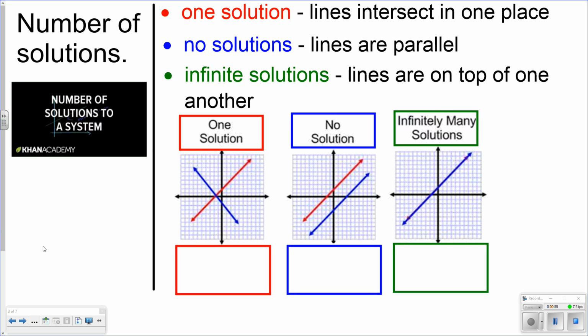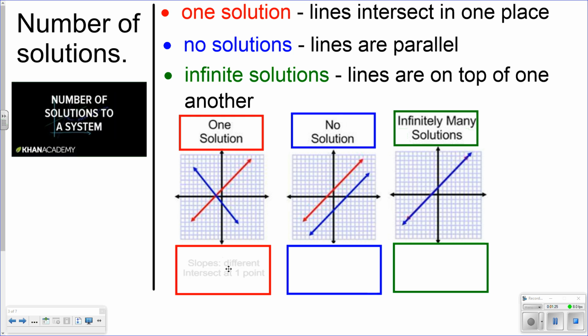So the number of solutions, when you have those two lines, you actually have three different options. You can have the one solution, which is where the lines intersect. You could have no solutions, which means that the lines are parallel, and we know that the definition of parallel lines is that they never cross. Or you could have an infinite number of solutions, which means that the lines are on top of each other, so when we ask the question, where do the lines intersect? Well, they intersect everywhere because one's on top of the other.